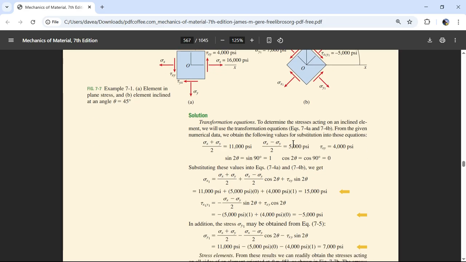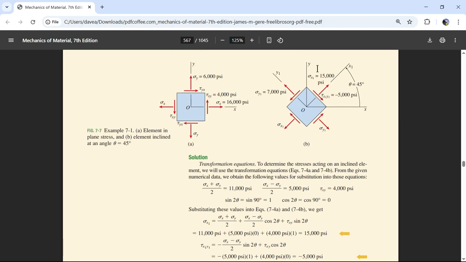Wait, over here. Oh, I'm looking at the wrong thing. I'm looking at the answer. So we have sigma, and the only reason that worked out, that was cool: sigma x plus sigma y is going to be equal to sigma x1 plus sigma y1. That's why these two added together, or the average of these, are these two.